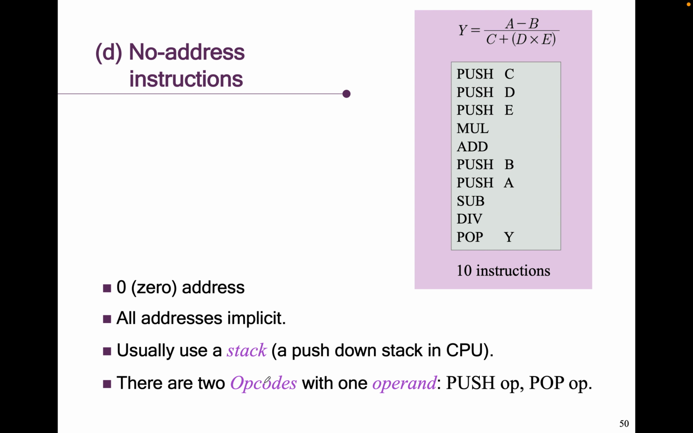And for the last example, the no addresses instruction, there are no addresses at all. All addresses are implicit. Usually you use a stack, which you push down onto a stack in your CPU. There are 2 opcodes with 1 operand, which are push and pop.